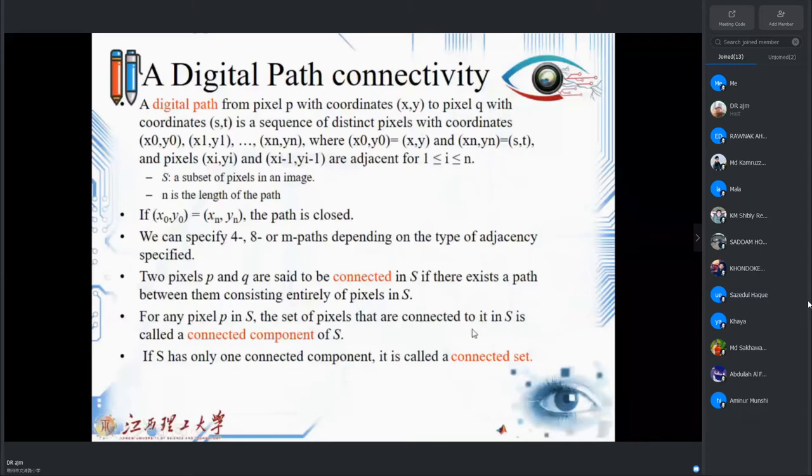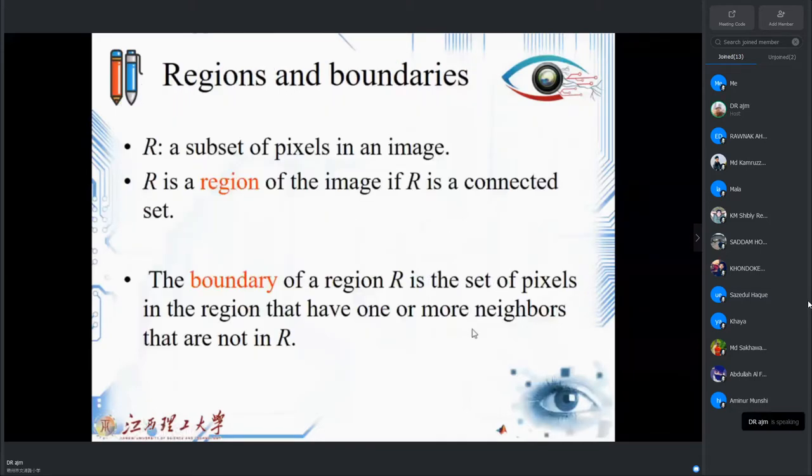Regions and boundaries are other things that we should know. Let R be a subset of pixels in the image. R is a region of the image if R is a connected set. The boundary of a region R is the set of pixels in the region that have one or more neighbors that are not in R.